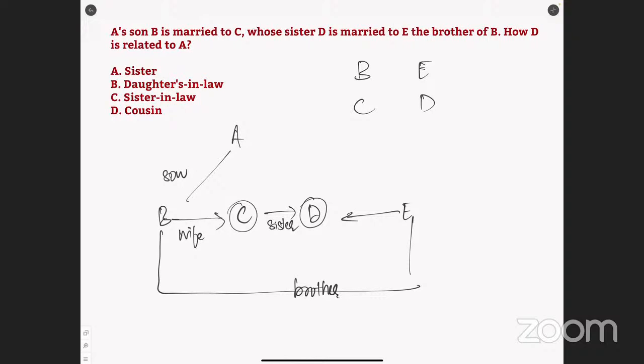Now let us look at the question. The question says, how is D, this person, related to A? So A has two sons, B and E, and this D is in fact the wife of this son E. So therefore D would be the daughter-in-law of A. So the right option in this case would be option B, that is daughter-in-law. Next.